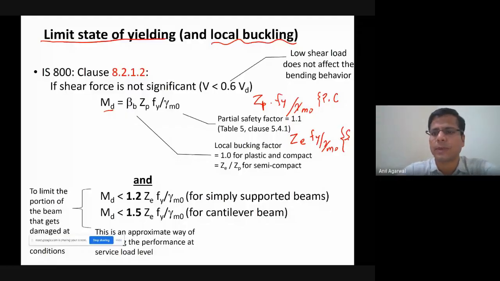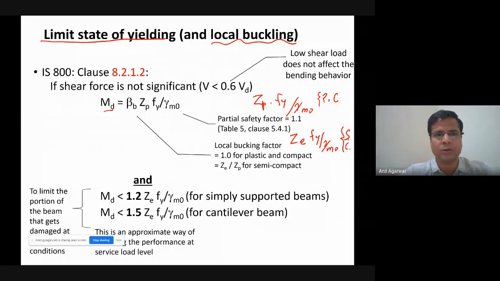Sorry, this is for semi-compact. All right. So this beta B is just basically doing this thing. What I've written here is a simpler way of writing the same formula. Okay. On top of that, there was one more condition that is added in this provision.